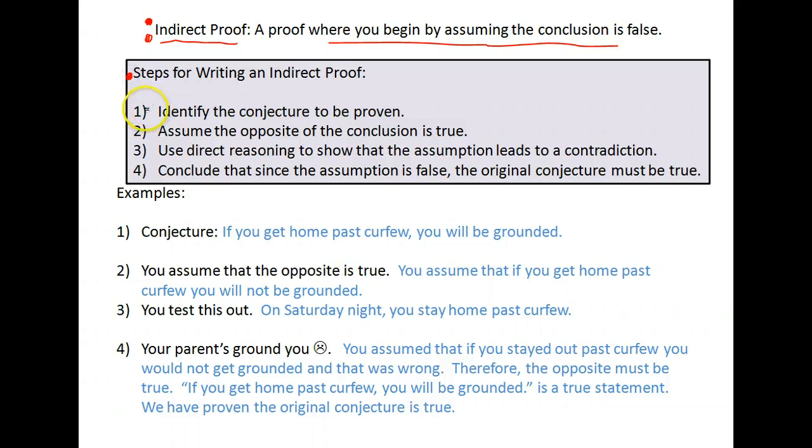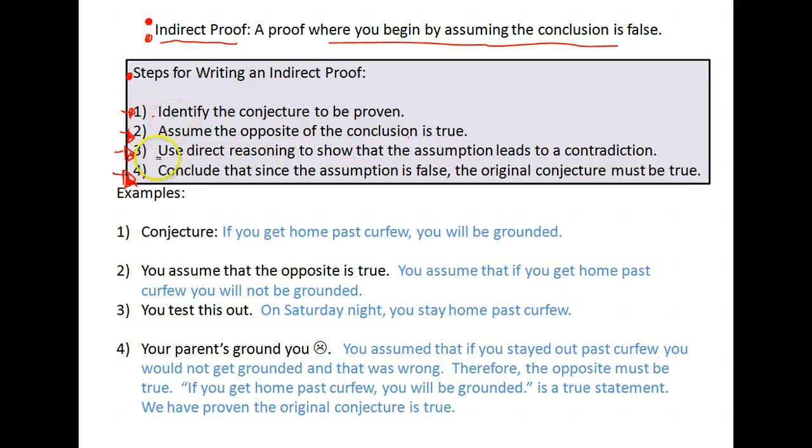Here are the steps for an indirect proof. The first thing you do is identify the conjecture. What are you trying to prove? The next thing you do is assume the opposite of that. Third, use direct reasoning to show that your assumption in part 2 is not correct. And then you say, well, if that's not correct, then my original assumption must be true.